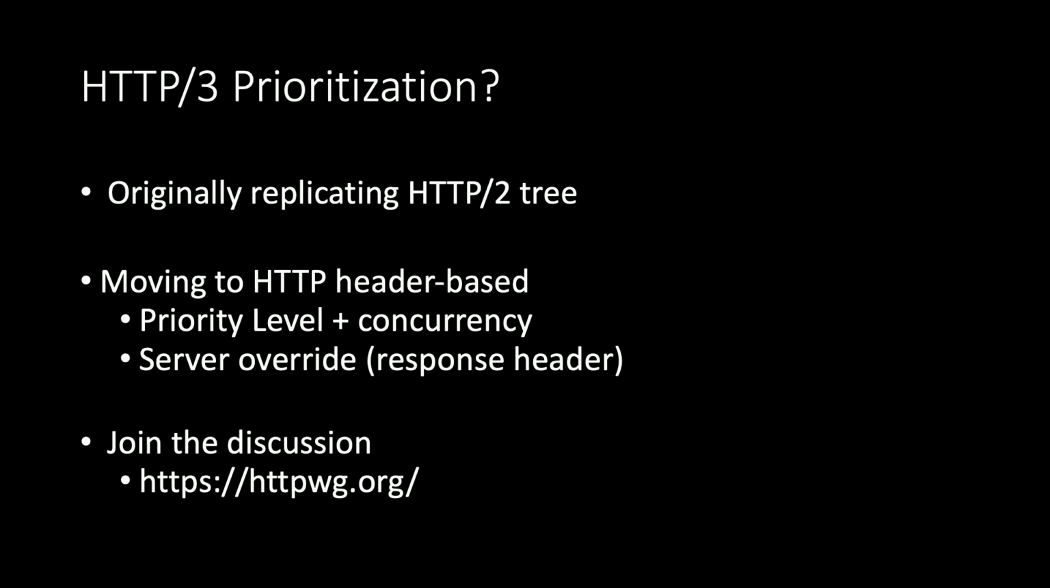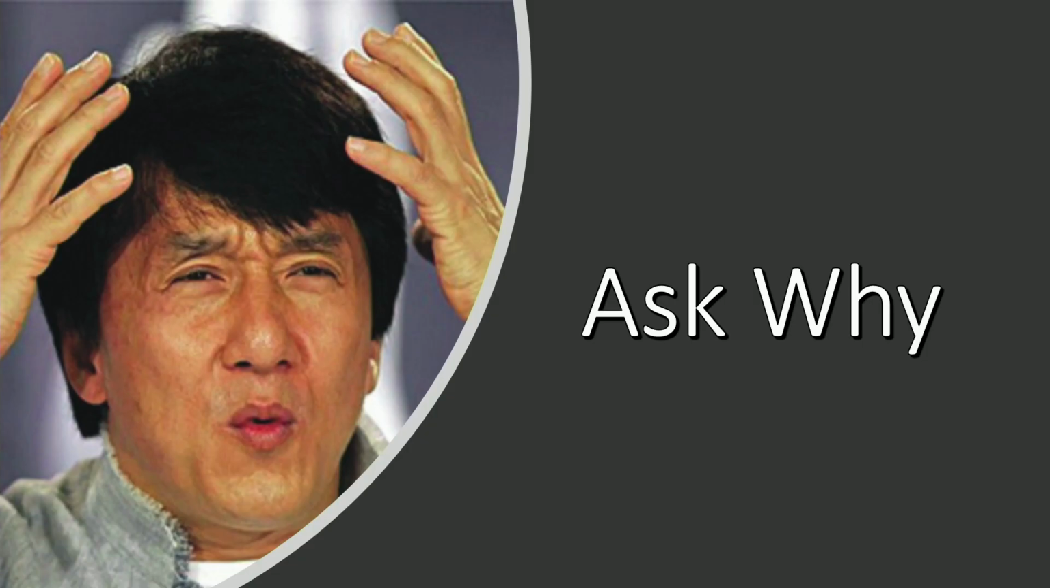And prioritization in HTTP 3 was originally going to look a lot like the HTTP 2 tree. We managed to get it before the spec rolled out, and it looks like we're moving towards a much simpler model where there's like 5 priority levels by number and a separate bit that says download these resources concurrently or not. And so hopefully with that simpler model, we'll get all of the browsers behaving more like each other and much better server implementations. And so if you have opinions on what to do there, join the working group.